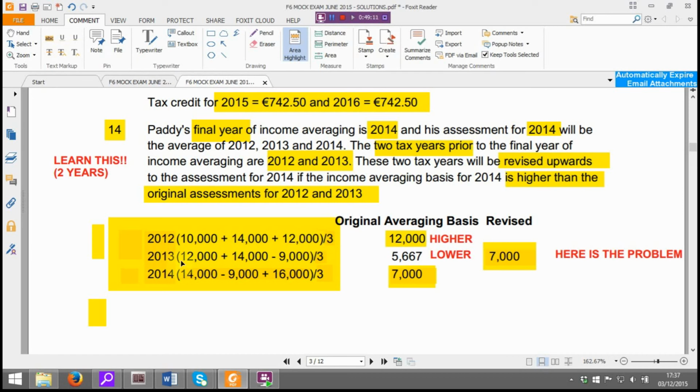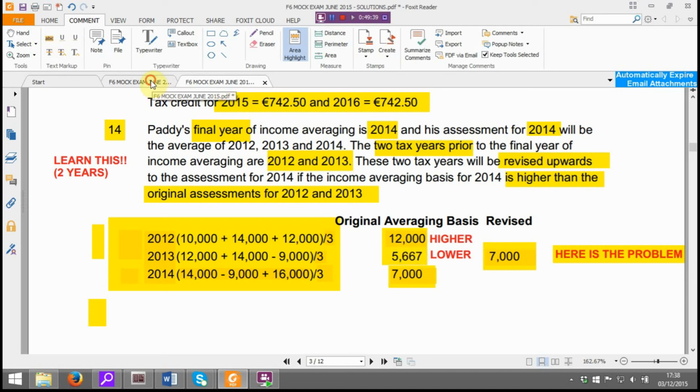Okay, 2013, take the 3. Notice that there's a minus in there. That's the assessment. And indeed for 2014, as you would expect, that's the assessment. So we're really then saying for these two, we're comparing it to the last year of averaging. And we see, as I've mentioned here, here's the problem, i.e. that this one here is lower than the last year of averaging. Now, if it's lower, we have to increase it, okay?